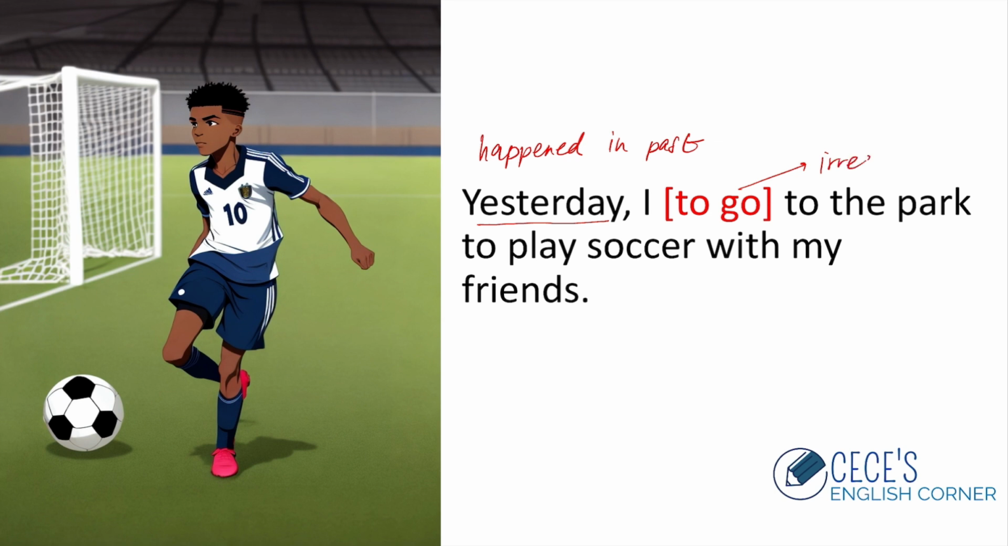So, to go is one of those irregular verbs we talked about earlier. That means we don't add ed or d to the end to make it past tense. The past tense of to go is went. So the sentence should be, yesterday, I went to the park to play soccer with my friends.